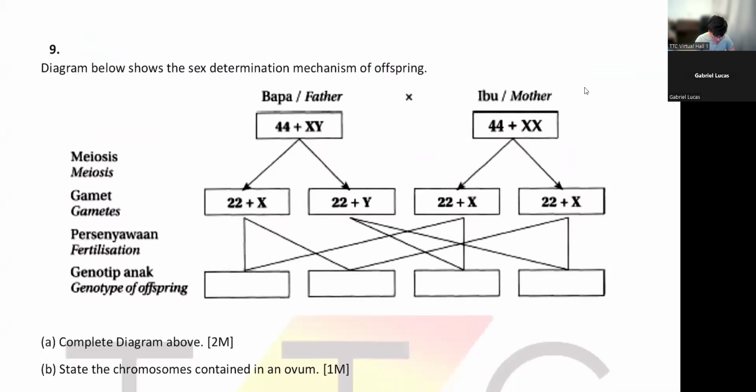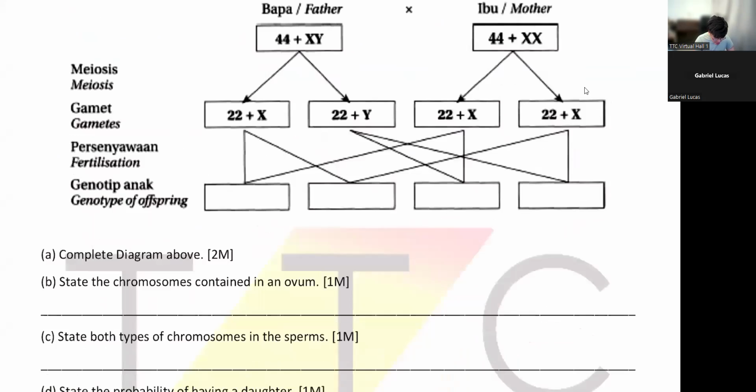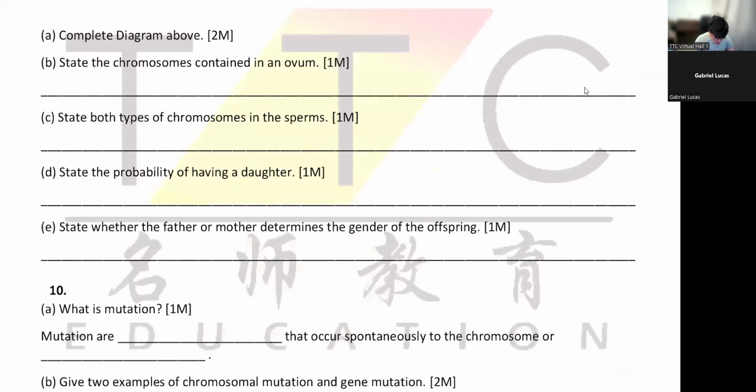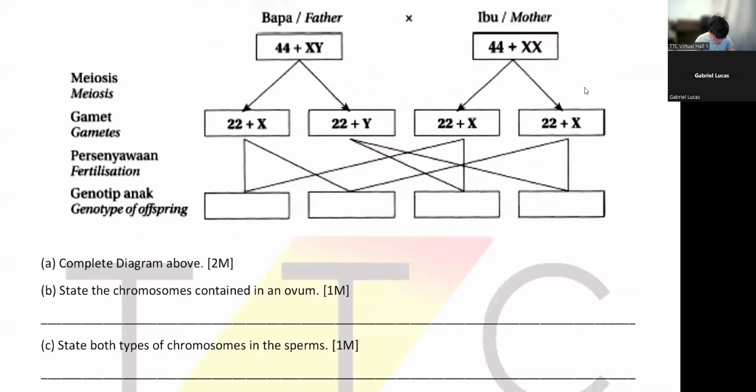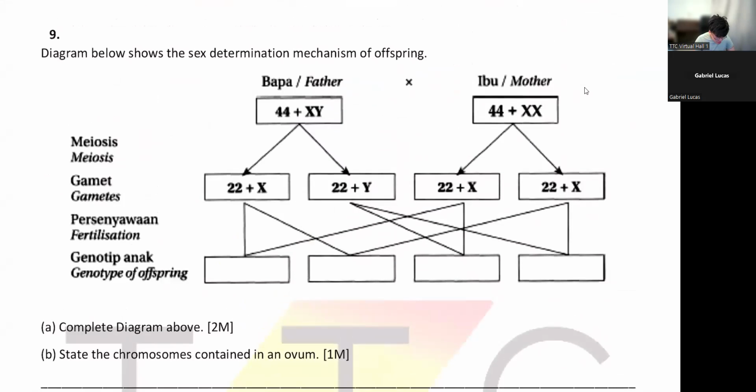So number 9. So gender, this is your gender. So you know what? I will give you 5 minutes. Okay, can you please do this? I'll give you the answer in 5 minutes. Okay, try yourself. Okay, hang on.